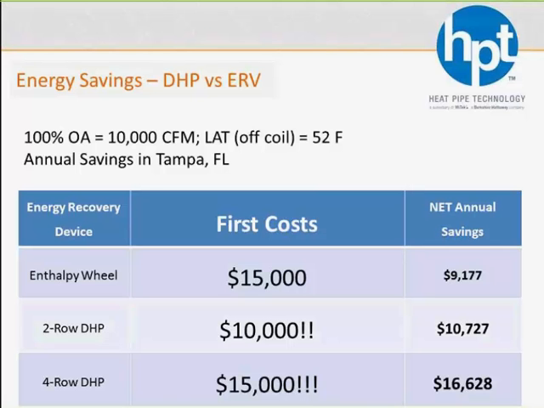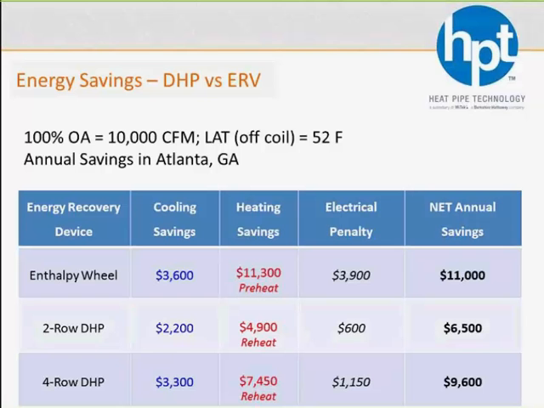And absolutely, you are right. Even if I just go up to Atlanta, Georgia, it's already a different story. The amount of cooling hours drops, the amount of heating hours go up. The cooling savings go down, the heating savings go up for the wheel, they go down for the heat pipe. The electrical penalty is not going to change, but as you can see, an enthalpy wheel versus a 4-row is going to save you more energy over the year. So even in neutral air condition, the saving is going to be a little bit less.